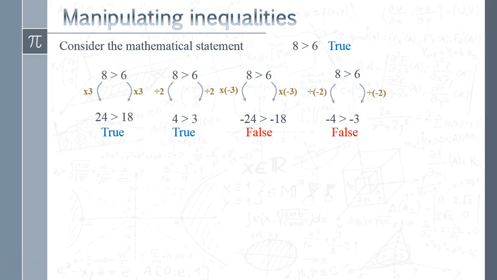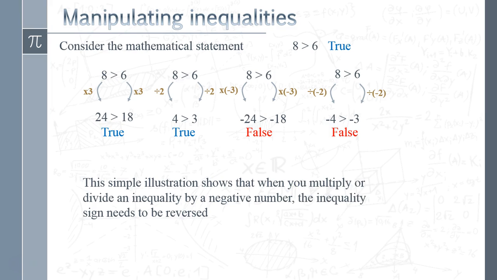So what happens is, when you're multiplying or dividing by a negative, it makes the statement not true. To deal with that, you just have to flip the inequality sign around, and you've got to be aware of that when you're dealing with inequalities.